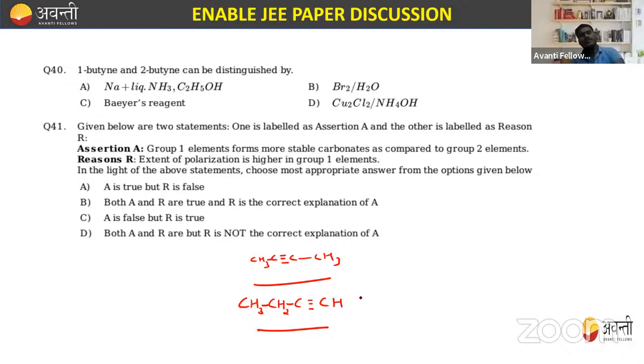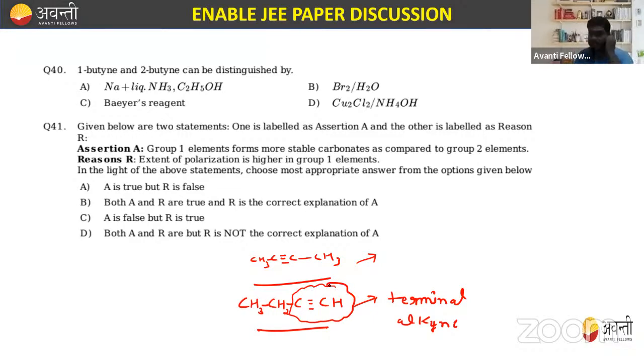If I'm considering 1-butyne, it is also known as a terminal alkyne. And this is non-terminal. Why are they called terminal alkynes? Because the triple bond is at the end.